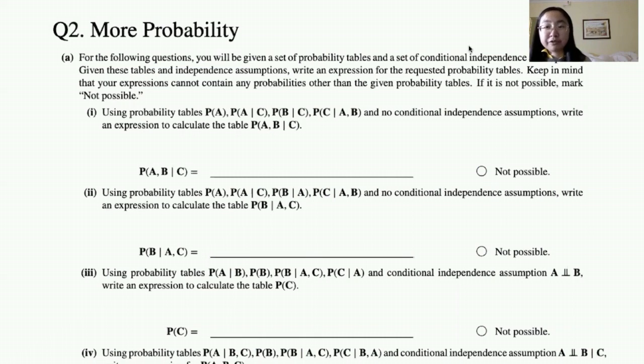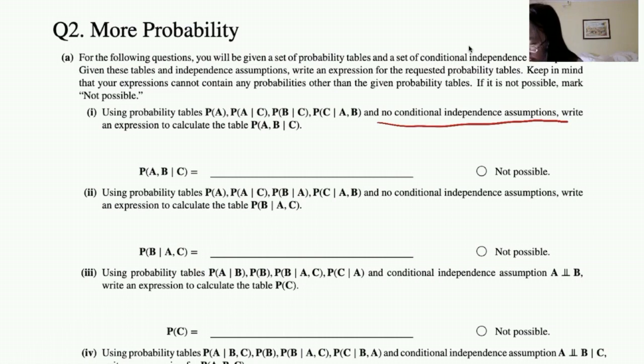So with a brief review of the concepts of independence and conditional independence, let's look at the actual questions. For part I, it is asking us to compute probability of A, B given C with some knowledge of other probabilities. And here we have no other assumptions of conditional independence, which means that we can only use the chain rule to compute the probability.